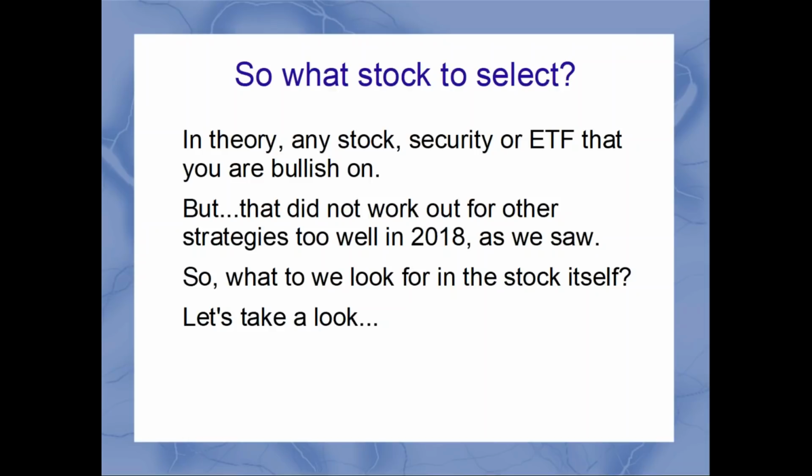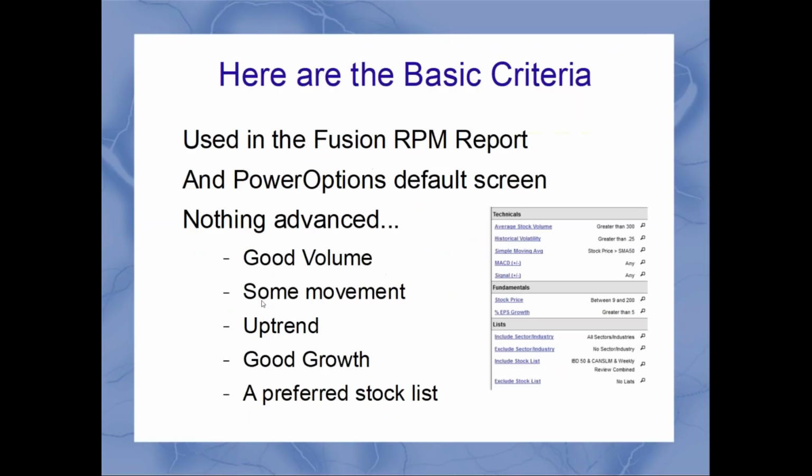So, what do we look for in the stock itself? What do I look for potentially when I'm opening a radioactive trade? Well, I'm going to show you. Here is the basic stock criteria that is used in the Fusion report, the RPM report, and the Fusion subscription at Radioactive Trading for finding a new radioactive trade, and also the Power Options default screen under the Married Put tab. So nothing really advanced.